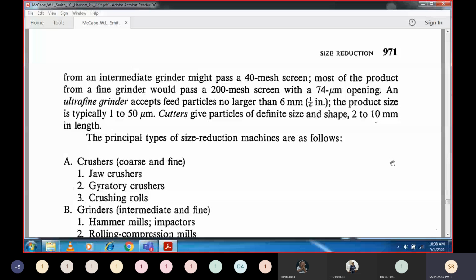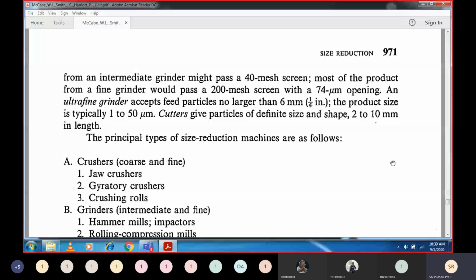Now if you send it to an ultrafine grinder, then of course the size will be around 200 mesh. An ultrafine grinder accepts feed particles no larger than half an inch, and the product is typically 1 to 50 micrometers. So you can imagine what the reduction ratios are here. Cutters give particles of definite size and shape, 2 to 10 millimeters in length. So cutters give perfect shapes. We have only one example in our mechanical operations, called a rotary knife cutter.